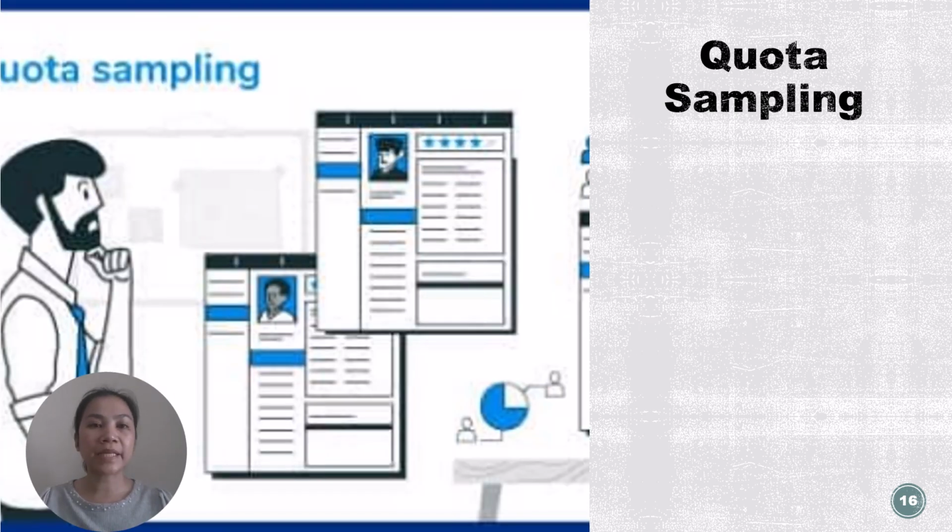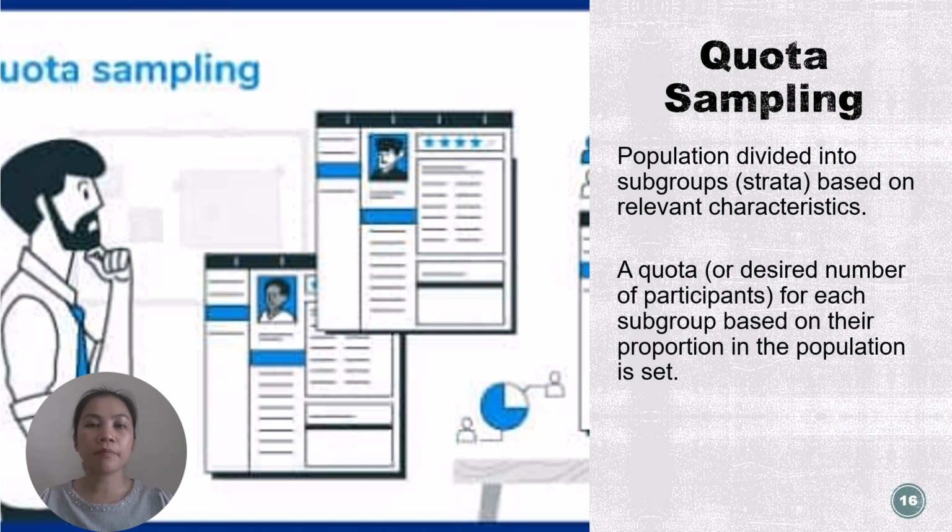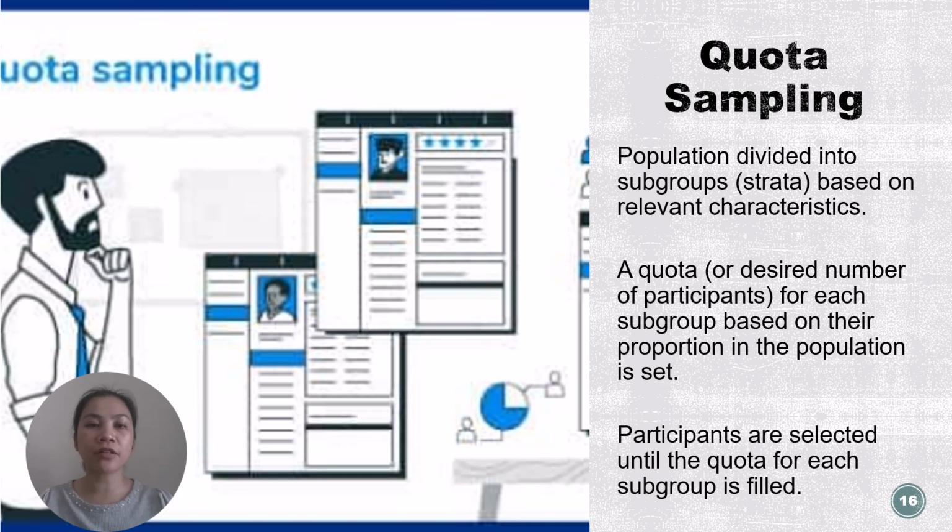In quota sampling, the population is divided into subgroups or strata based on relevant characteristics such as age, gender, or income. Researchers set quotas, or the desired number of participants for each subgroup, based on their proportion in the population. In quota sampling, participants are selected non-randomly until the quota for each subgroup is filled.